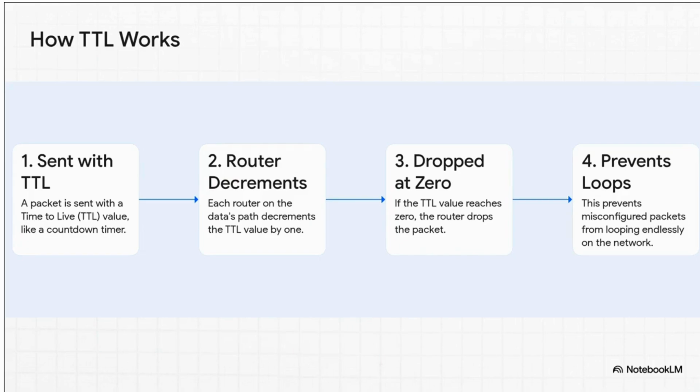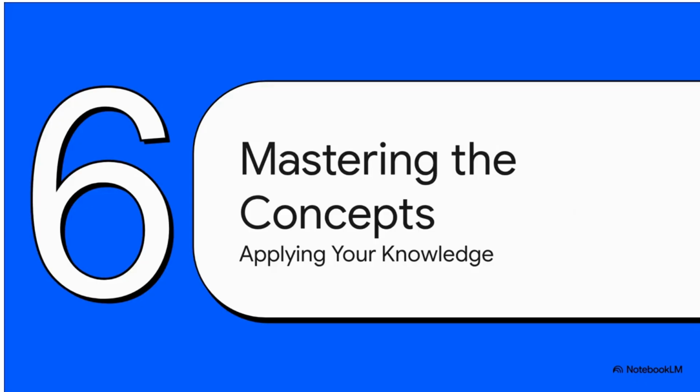Check this out. This is a really cool little safety feature built into networking called Time to Live, or TTL. You can think of it as a self-destruct timer on every single data packet. It starts with a number, and every time it hops through a router, that number ticks down by 1. If the timer ever hits 0, the packet is destroyed. This is brilliant because it prevents a lost or misconfigured packet from getting stuck in a loop and circling the internet forever.